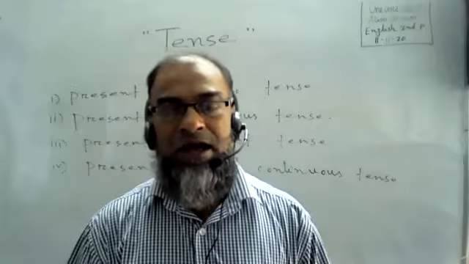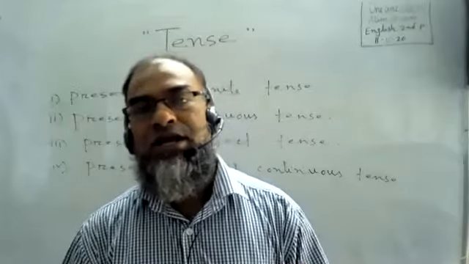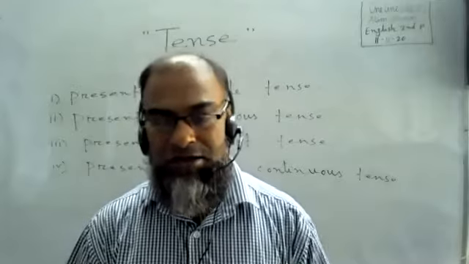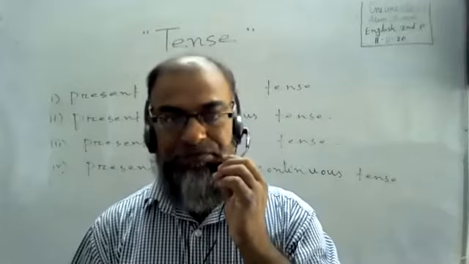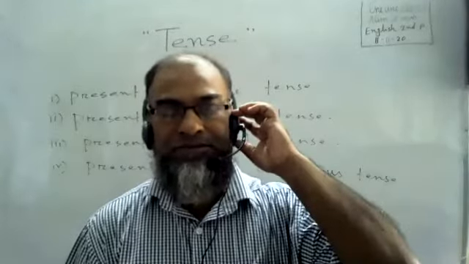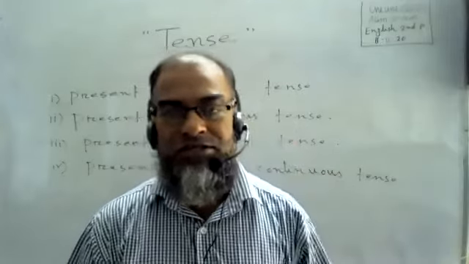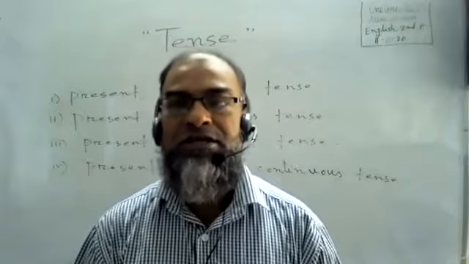So I am repeating again, tense means time of action. And how many kinds of tense? Tense is mainly three kinds. What are they? Present, past, future. Good. So these are present tense, past tense, and future tense.